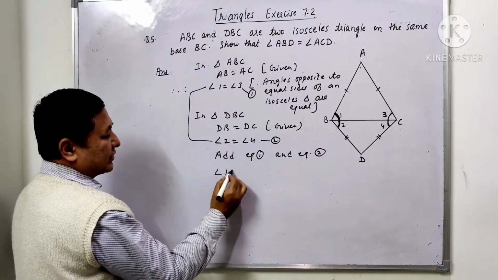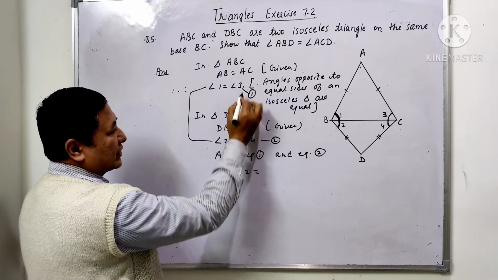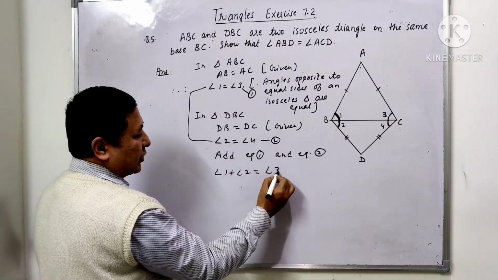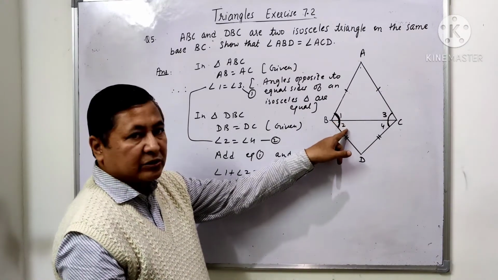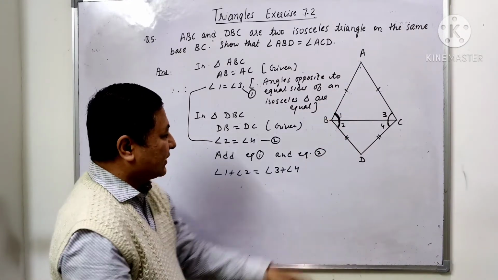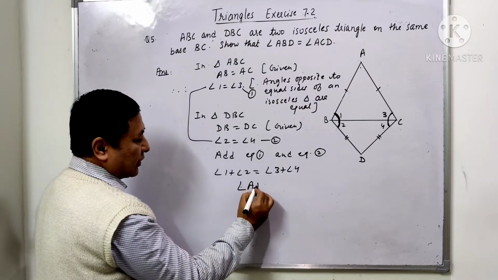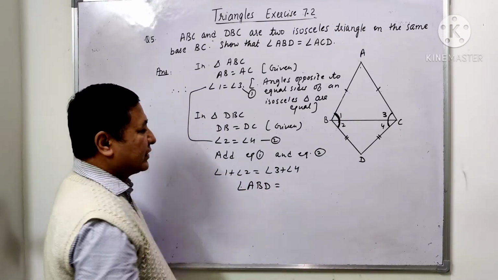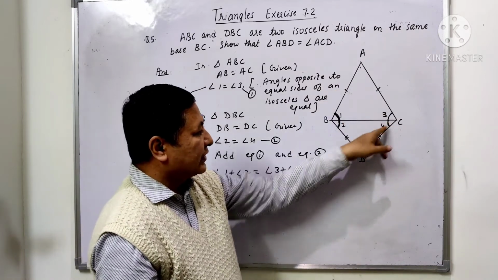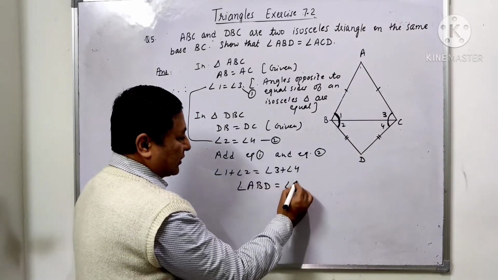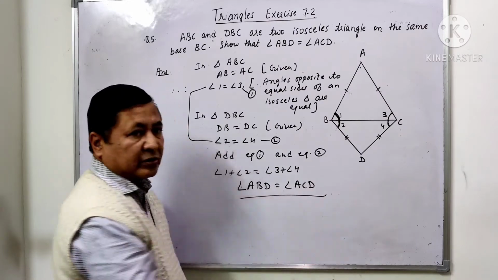So angle 1 plus angle 2 will be equal to angle 3 plus angle 4. And when we add angle 1 and angle 2, we will get the full angle, that is angle ABD. And if you add angle 3 plus angle 4, we will get the angle ACD. And that is what we have to prove in this question.